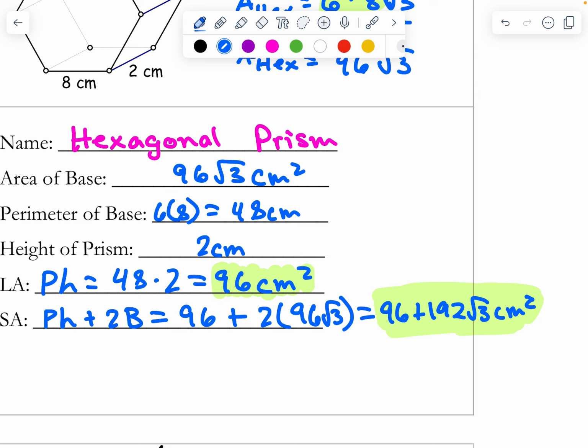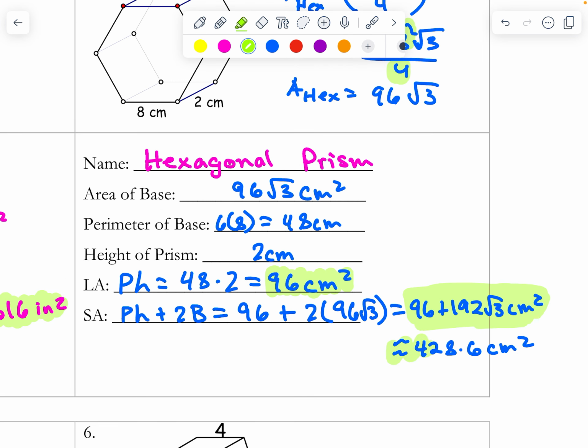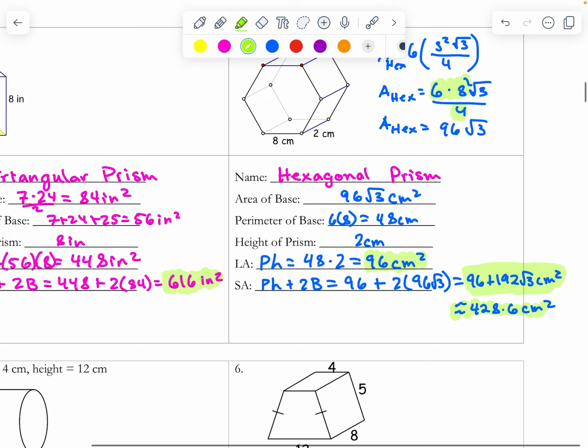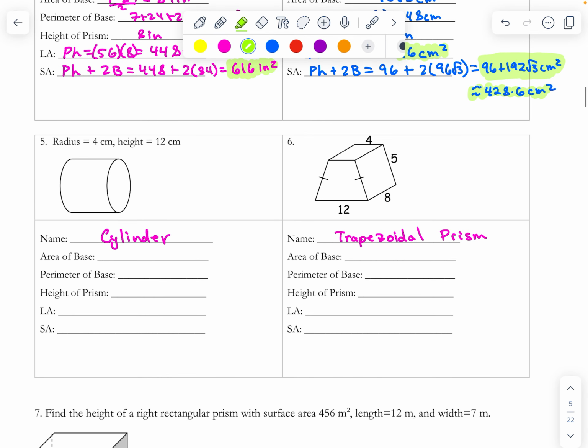If you put this in your calculator, you will get roughly 428.6 centimeters squared, rounded to the tenth. All right. We've got 3 more problems to go. Now, let's go ahead and do the cylinder.